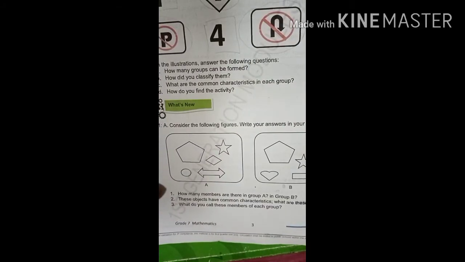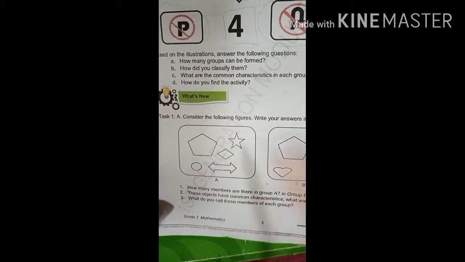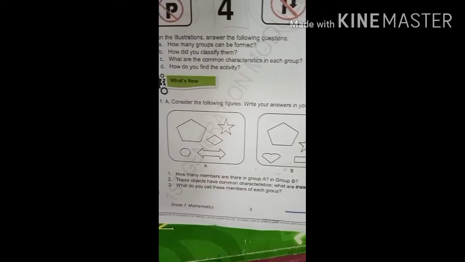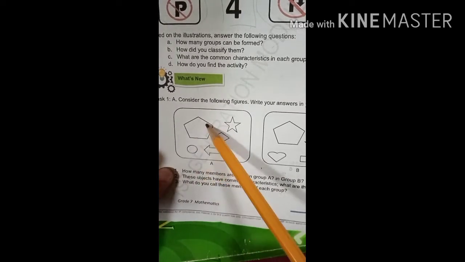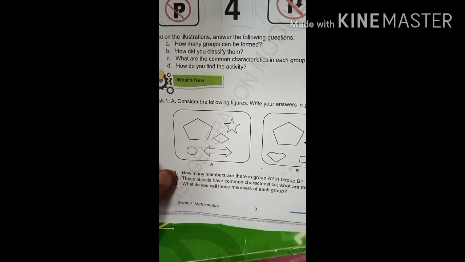Now, consider the following figures. Write your answer in your notebook. So, these 2 figures, this one, and this one. So first question, how many members are there in group A? So you are to count out. You have 1, 2, 3, 4, 5. So there are 5. This refers to cardinality. When you count out, it refers to cardinality.